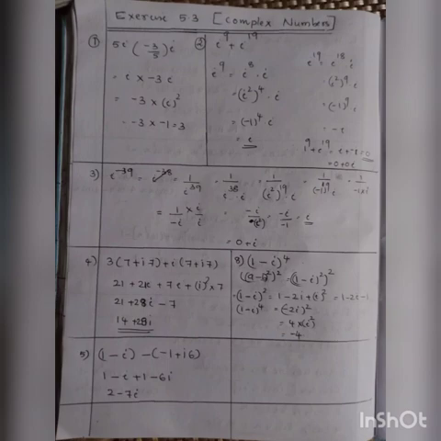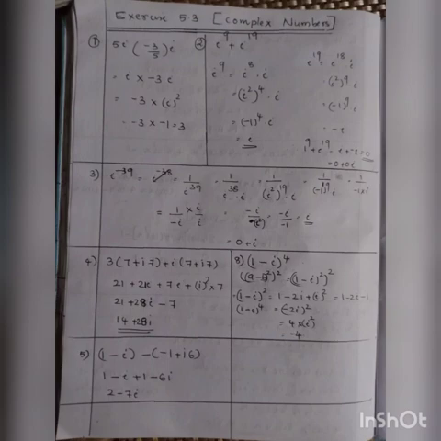Question number 4, simple addition. First of all, open the bracket. What is the question given? 3 into 7 plus I, plus I into 7 plus I. First, open the bracket. What is 3 into 7? 21. Plus 3 into 7I, 21I. Plus next bracket, I into 7, 7I. Plus I into 7I. It will be I square into 7.